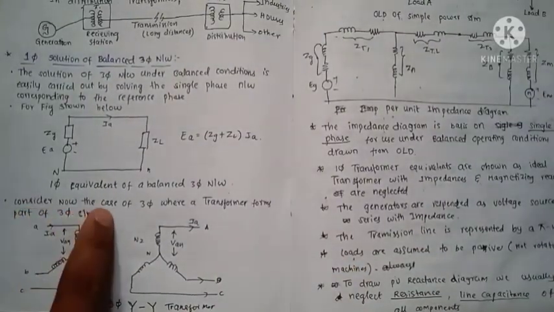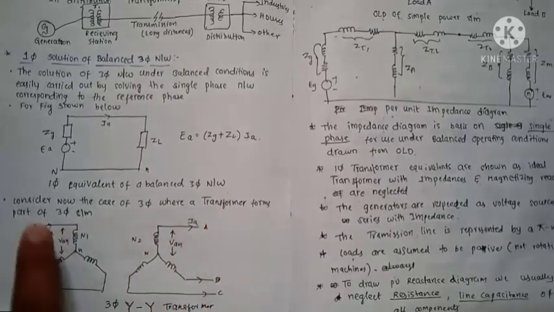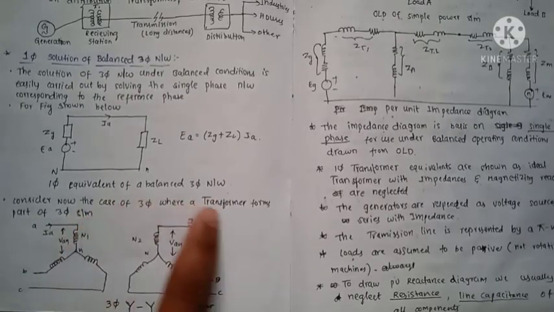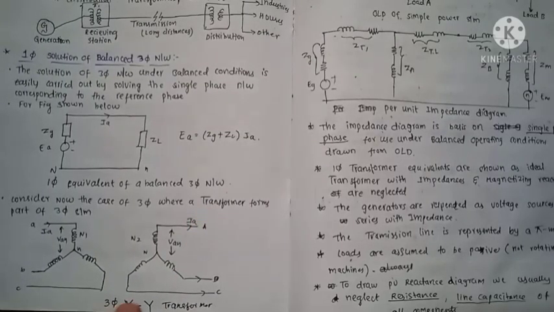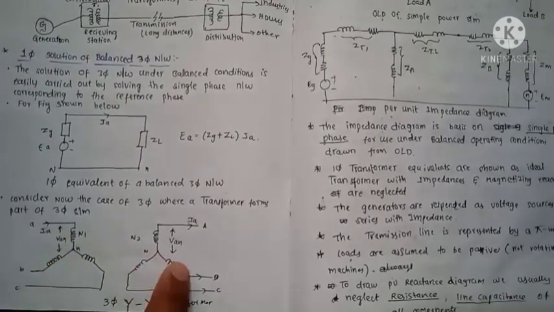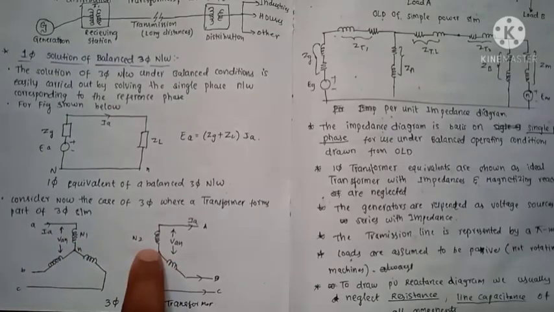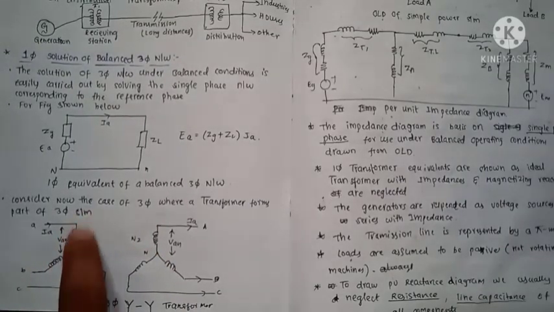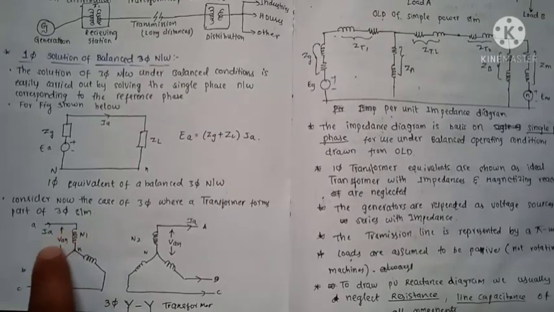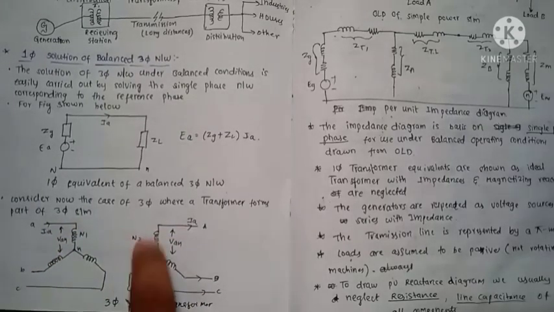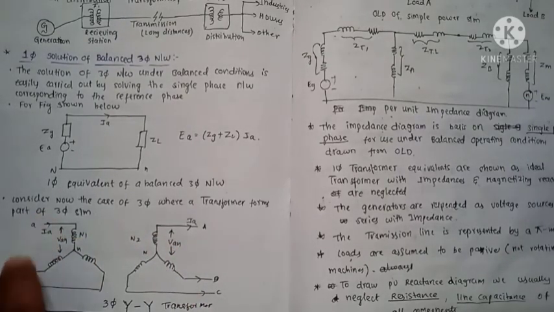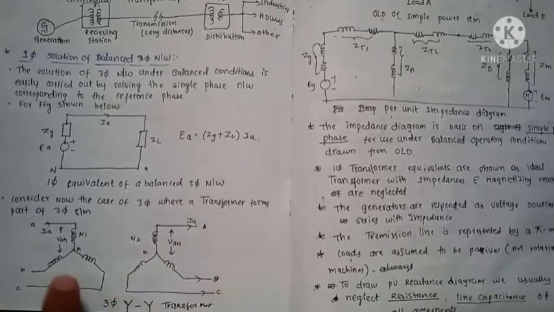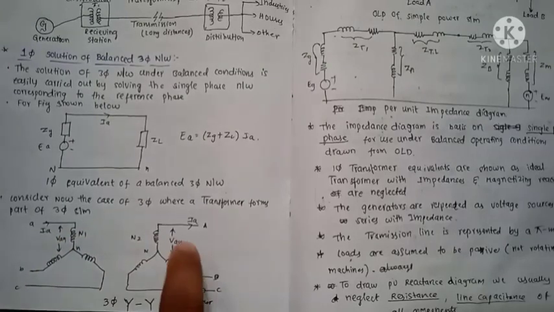Now consider the case of three-phase where a transformer forms a part of the three-phase system. Here they took a three-phase star-to-star transformer, and this is neutral, where N1 is the number of turns at this star winding, and N2 is the number of turns in this winding. Three phase, that is RYB, we named as ABC. This is the primary side, this is the secondary side.